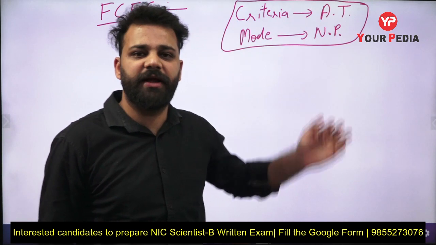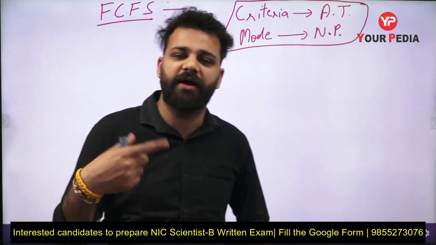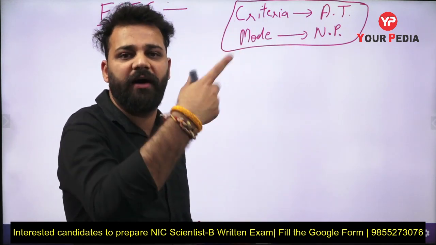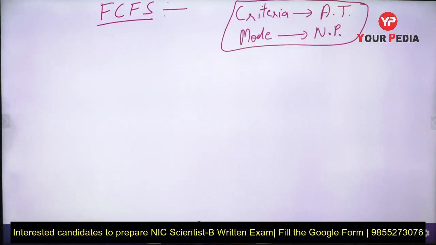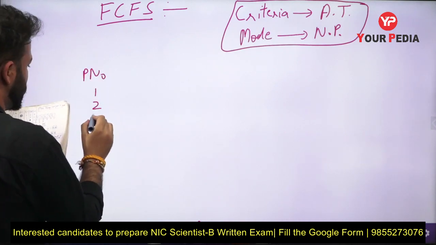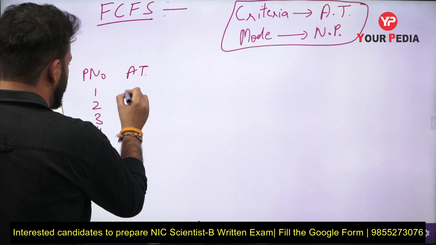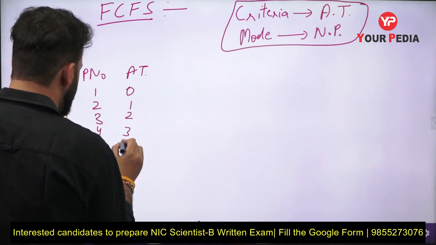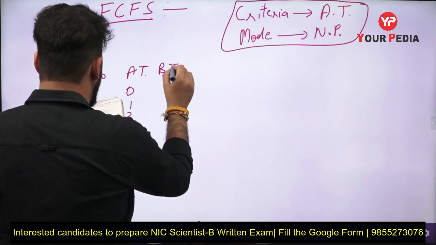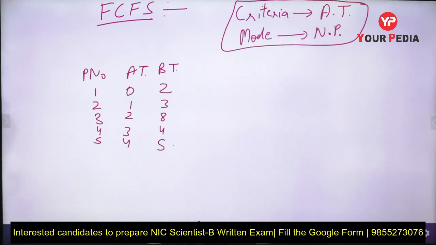So what do we mean by criteria? The job which has arrived first into the system will be given the processor first and will be given priority over the job that has come after that. So we will try to solve a question on this. Let's say that you have these jobs: process P1, P2, P3, P4, P5. The arrival times of the jobs are 0, 1, 2, 3 and 4 seconds. Burst times of the jobs are 2, 3, 8, 4 and 5. And it is asking what will be the average turnaround time for these jobs.